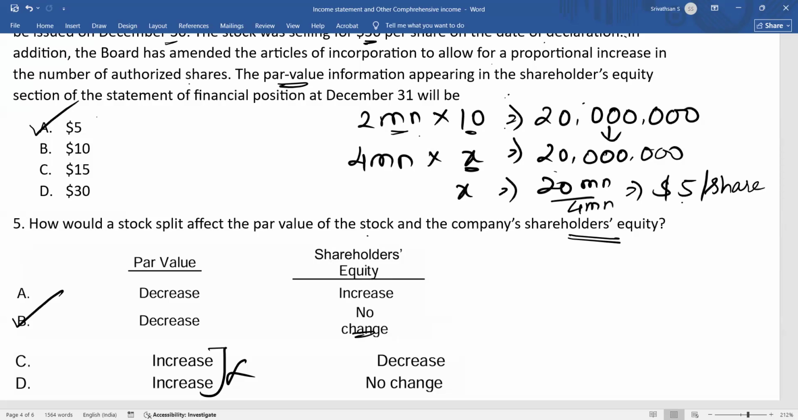You can see that from this question also. Before the stock split, shareholders' equity is 20 lakh. After the stock split also, shareholders' equity is 20 lakh. So as a result of stock split, the number of shares will increase, shareholders' equity will remain the same and par value will decrease. So here option B is the right answer.